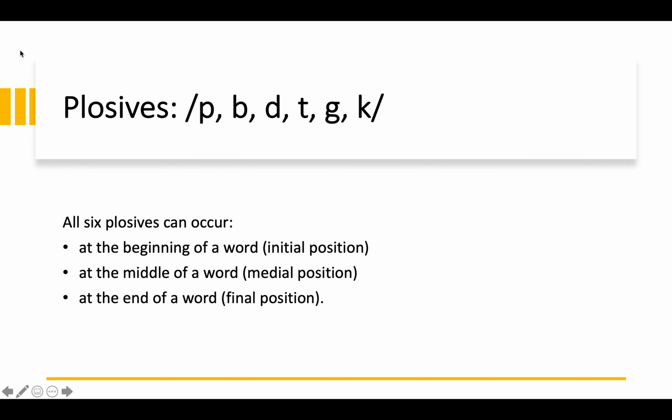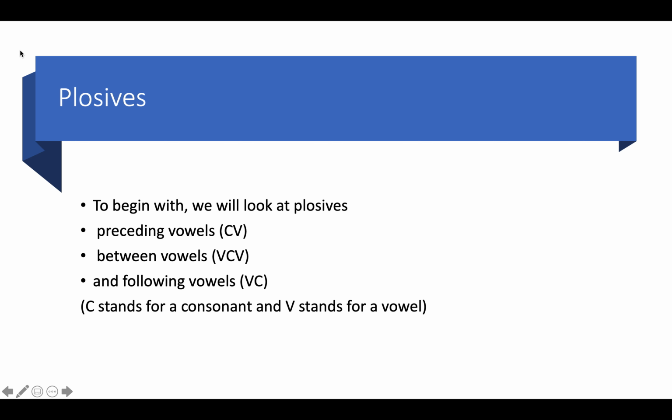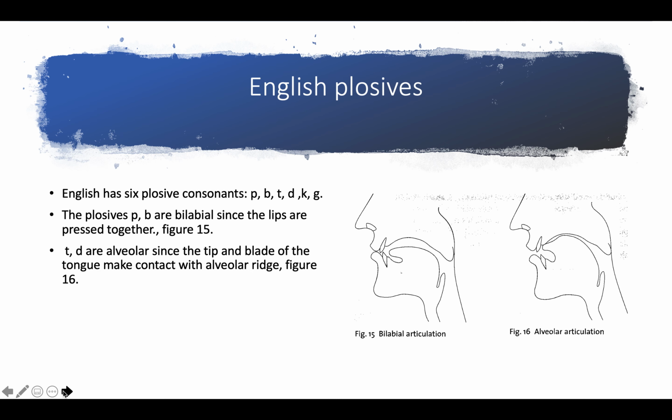The plosives are p, b, d, t, g, and k. These 6 plosives or stops can occur at the beginning of a word, that means in initial position, at the middle or medial position, and at the end of a word, which means the final position. So English has 6 plosive consonants. These are p, b, t, d, k, and g.